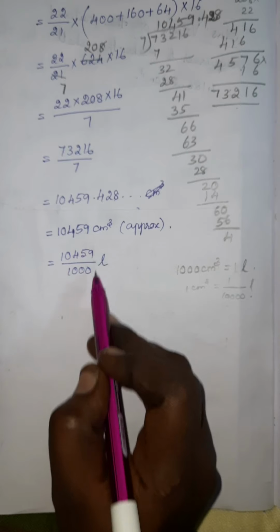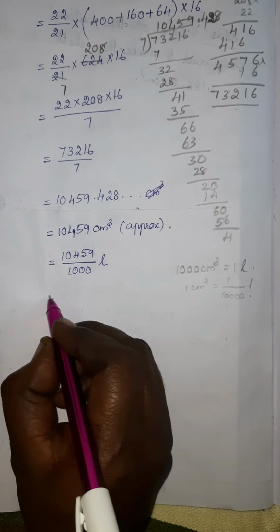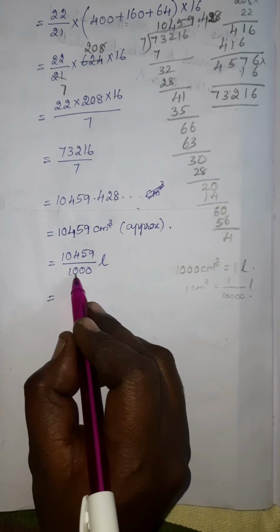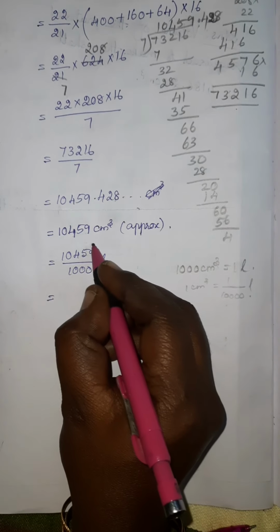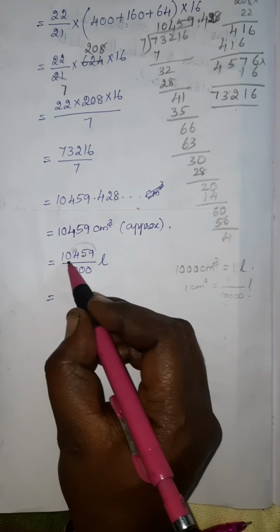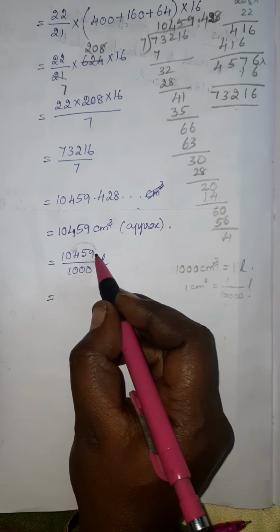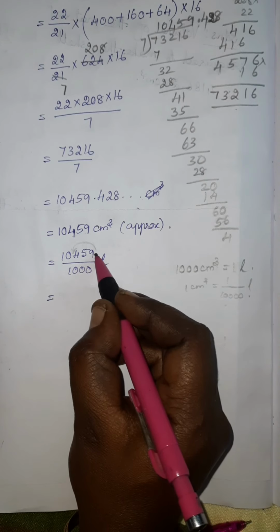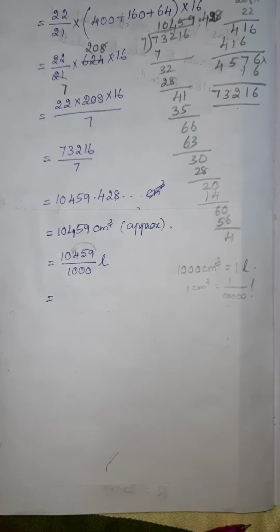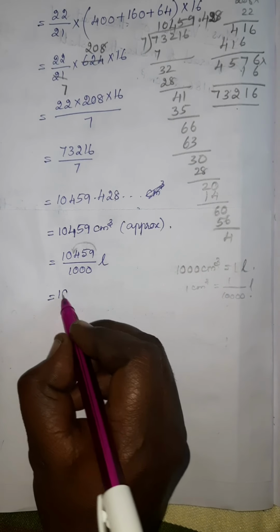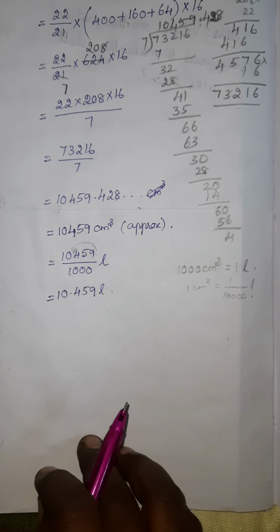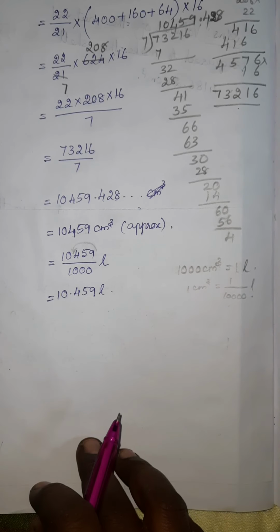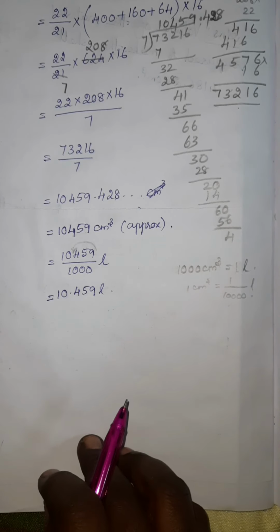Okay, this is in centimeter cube, this is in liter. When you divide using 1000, there are 3 zeros. So after 3 digits, you can put the decimal point. Now in this number, at the right extreme you have the decimal point. So from that you can move 3 digits to the left. So you will get 10.459 liter.